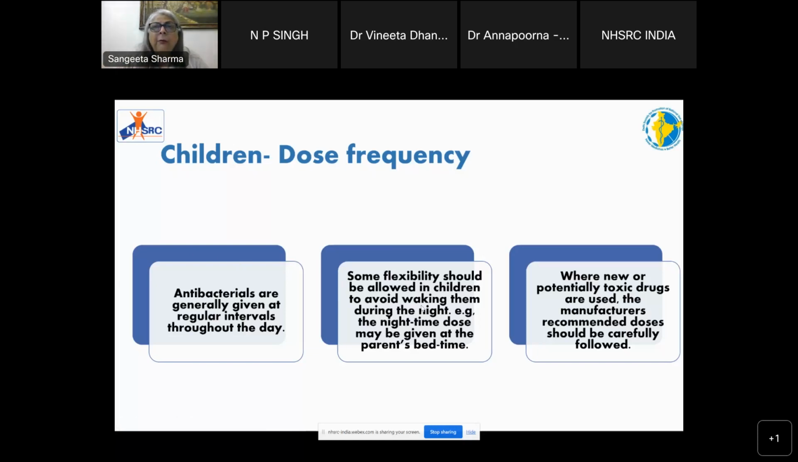You may have to do some adjustment here, give some flexibility, especially when you are dealing with a child. And then where new or potentially toxic drugs are used, carefully follow the manufacturer's recommended dose.